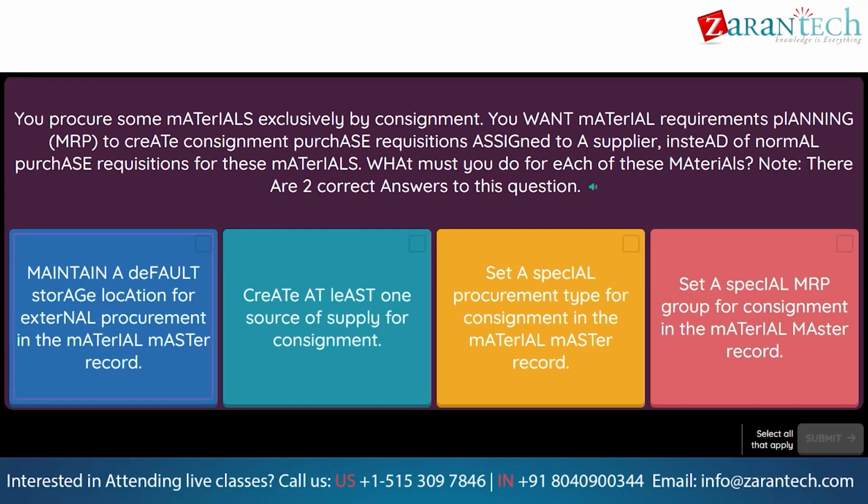Option 1 Maintain a default storage location for external procurement in the material master record. Option 2 Create at least one source of supply for consignment. Option 3 Set a special procurement type for consignment in the material master record. Option 4 Set a special MRP group for consignment in the material master record.